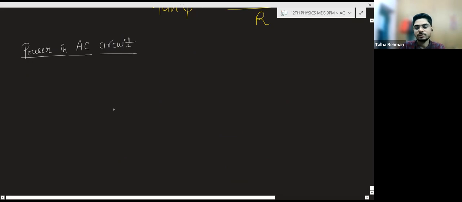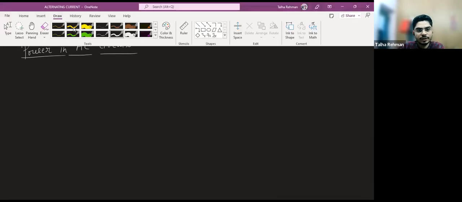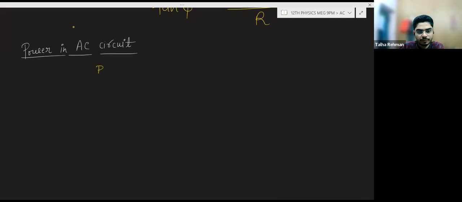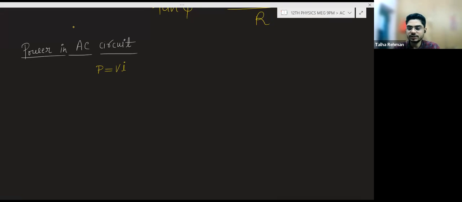Power in AC circuit we will discuss. So basically, what is power? Power is voltage into current, and in an AC circuit, what happens? Voltage changes with time, and current also changes with time. So both are variable with respect to time.